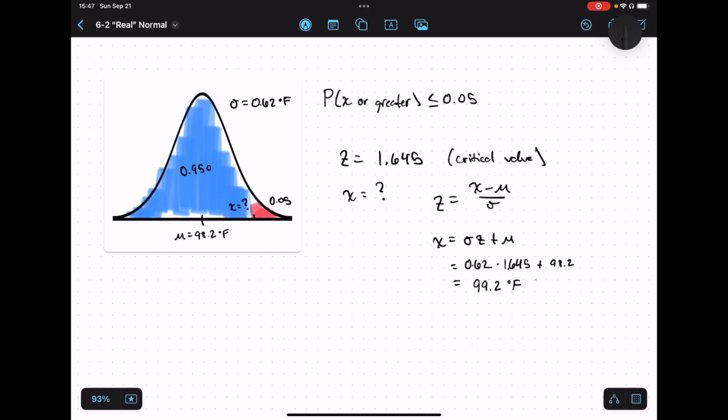So if your body temperature is above 99.2 degrees Fahrenheit, you have a significantly high body temperature, which also means there's a 95% likelihood that your statistics professor will excuse you from class.